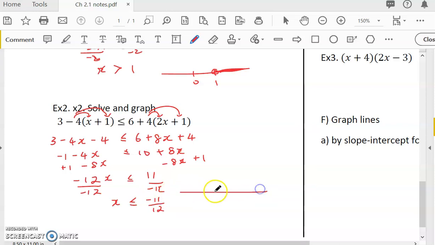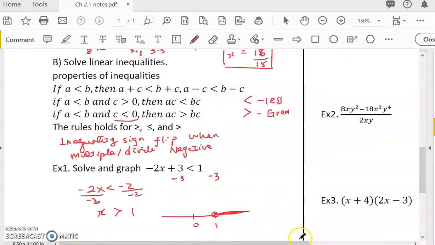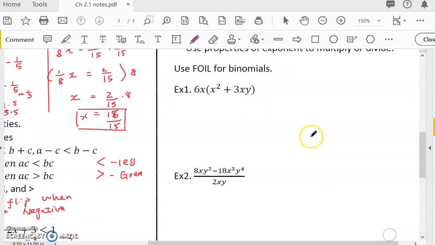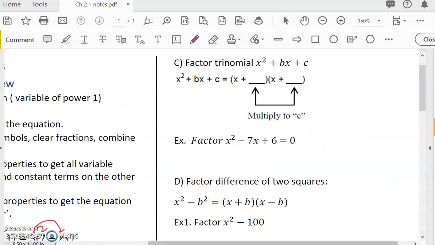So graph it. Do we know where negative 11 over 12 is? It should be a little bit bigger than negative 1. So it'll be here, including this point. So you have a solid dot, then highlight this side. Okay, so that is solving linear equations and inequalities. In the next video, I'll talk about how to do factoring, because factoring is very useful to solve nonlinear equations or inequalities.